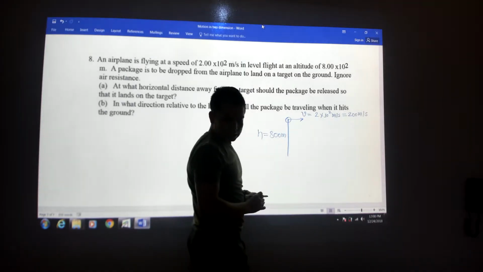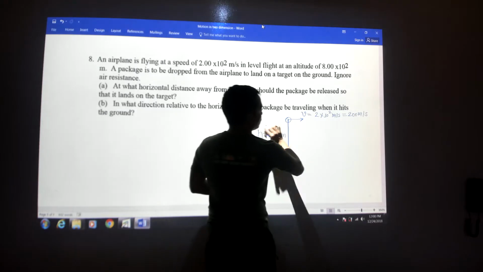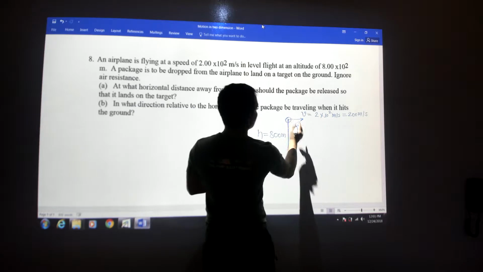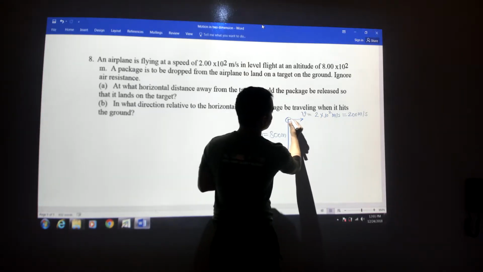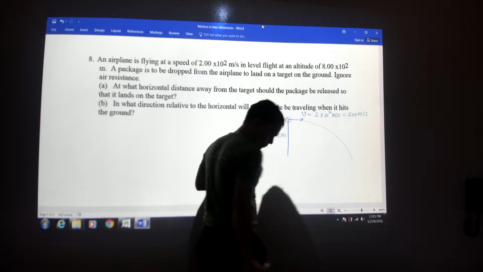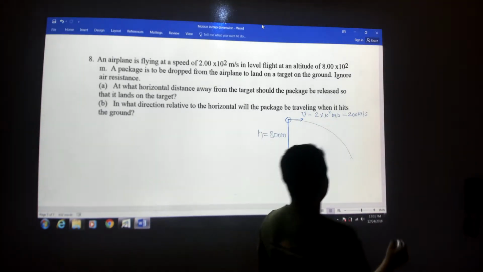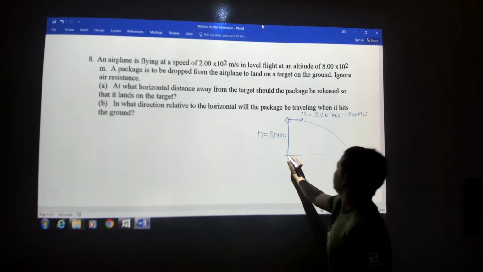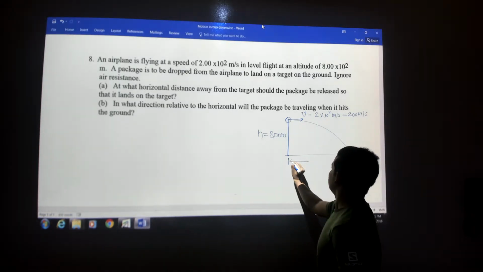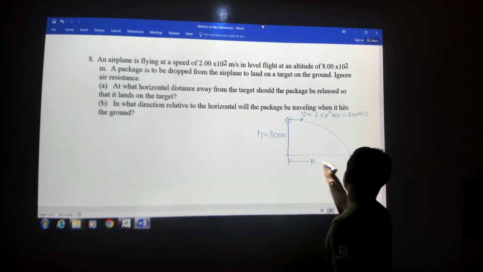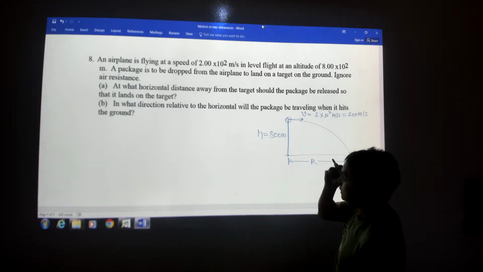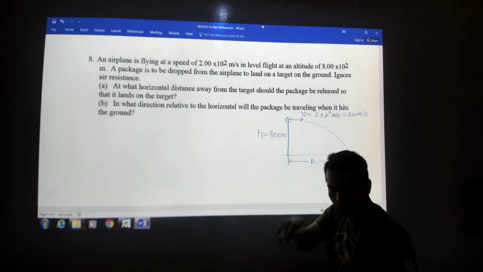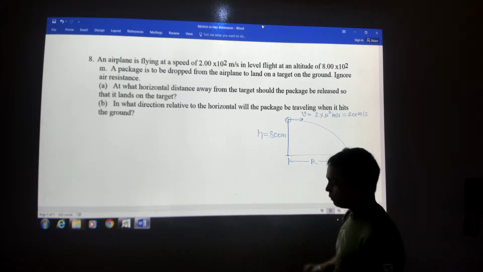In this case you have to find out, when a package is thrown from this plane, where does it hit the ground? You have to find this distance from here to this point. So you have to find the horizontal range, and then you also have to find the angle at which it hits the ground.